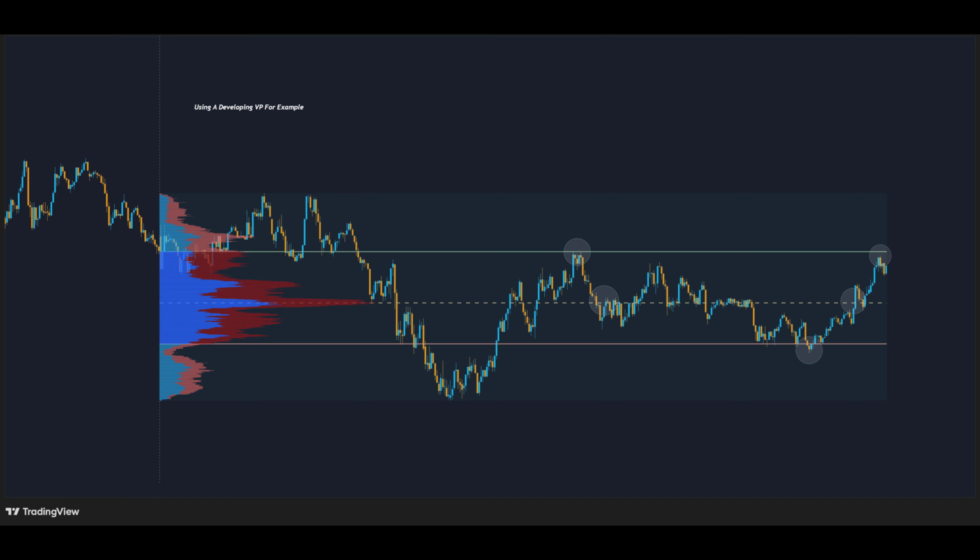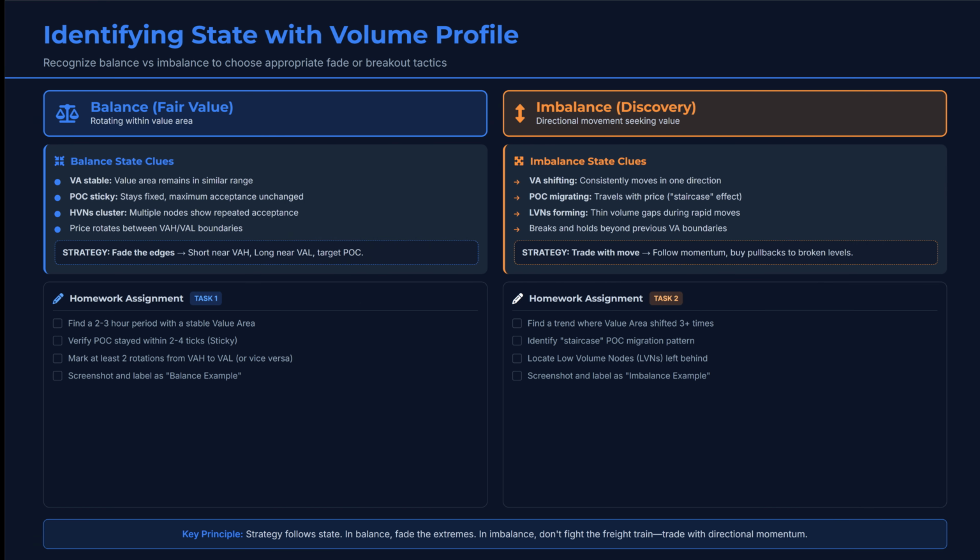Clue number 4, price rotation between boundaries. This is the most visual and obvious clue. You can literally watch price bounce between the VAH and VAL repeatedly. Price pushes up to the VAH, gets rejected, drops back toward the POC or VAL. Then it bounces at the VAL, pushes back up toward the POC or VAH, gets rejected again, and the cycle continues. This rhythmic oscillation is the hallmark of balance. The market is testing the edges, finding sellers at the top and buyers at the bottom, and rotating within the established range.